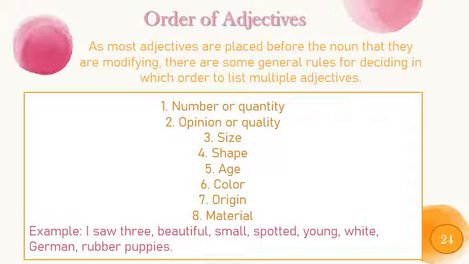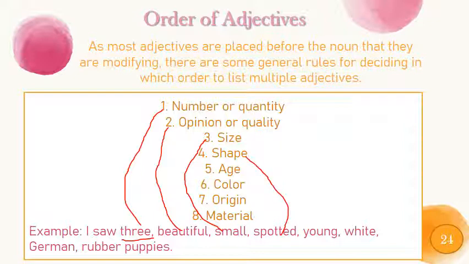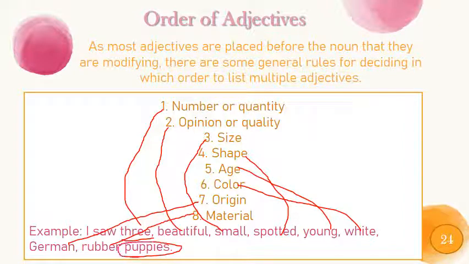How? Let's have an example. I saw 3. This is the number. Beautiful. This is opinion or quality. Small. This is size. Spotted. This is shape. Young. This is age. White. This is color. German. This is origin. Rubber. This is material. Puppies is the noun. So you see, guys, how I ordered the adjectives.